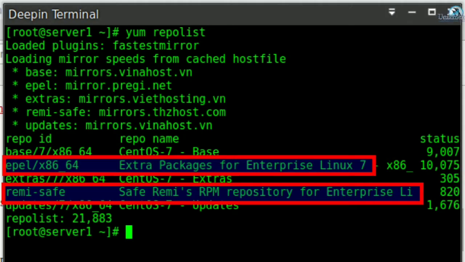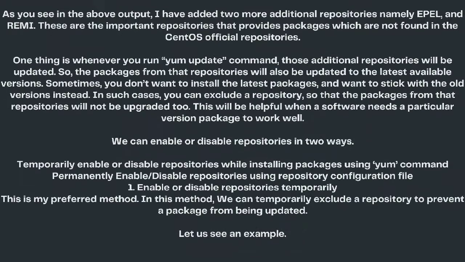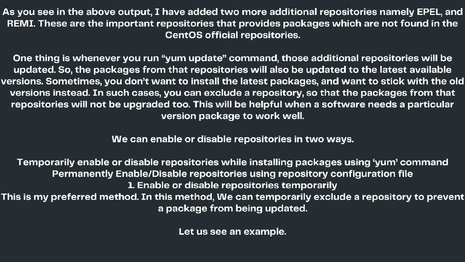Sample output. As you see in the above output, I have added 2 more additional repositories, namely EPEL and REMI. These are the important repositories that provide packages which are not found in the CentOS official repositories. One thing is, whenever you run yum update command, those additional repositories will be updated. So, the packages from those repositories will also be updated to the latest available versions.